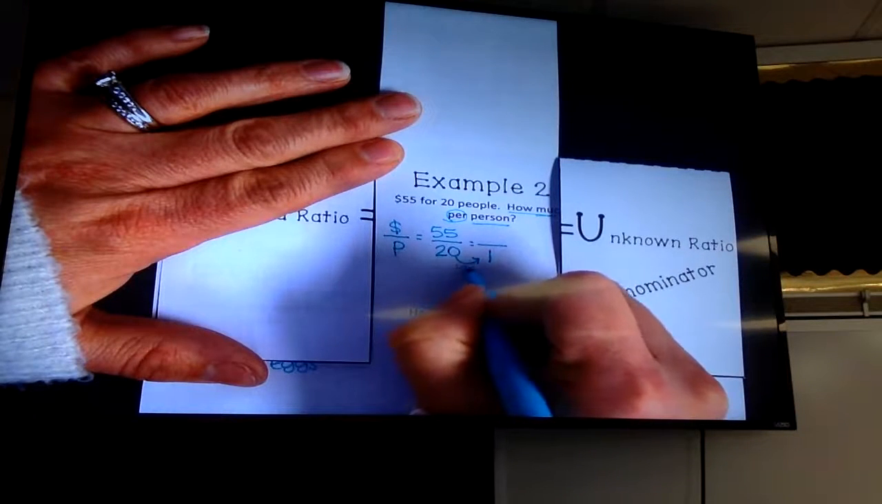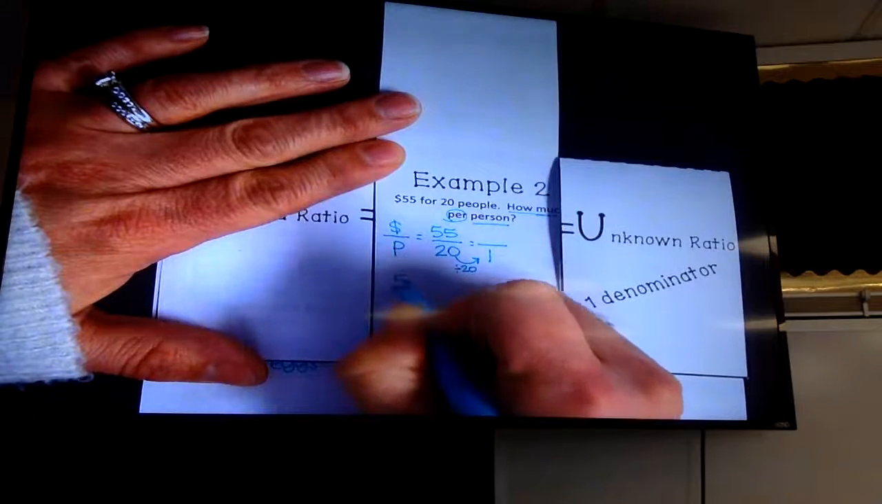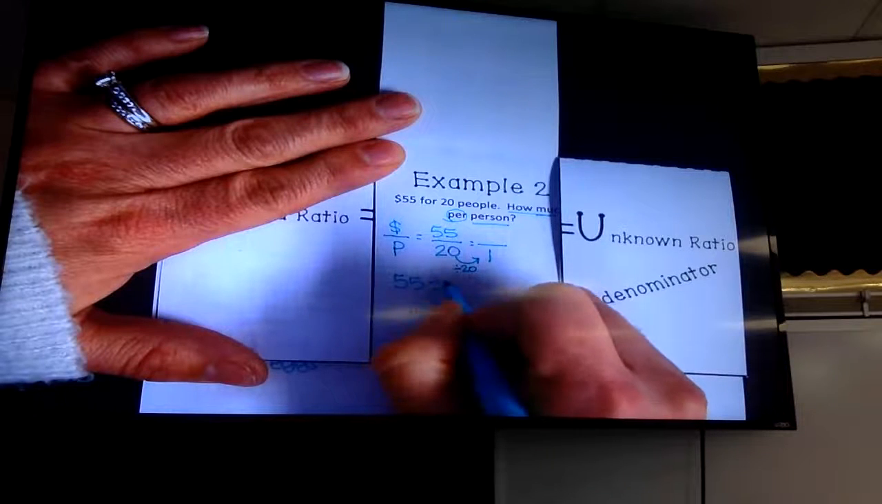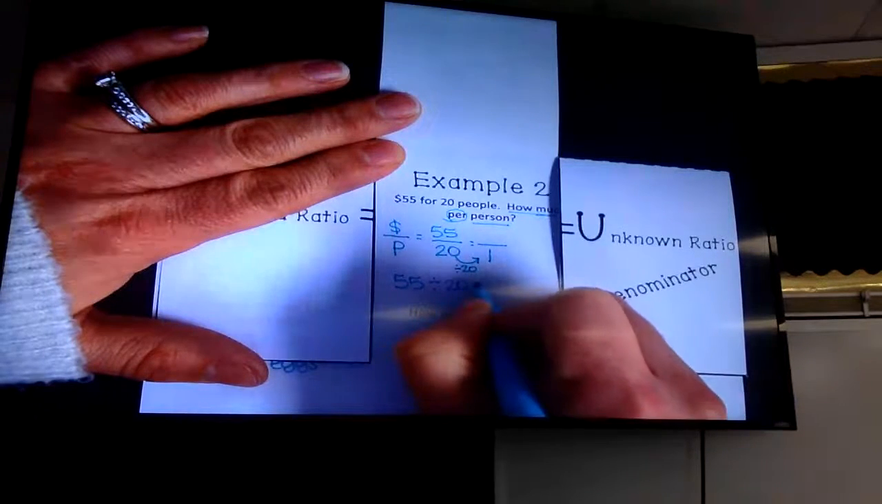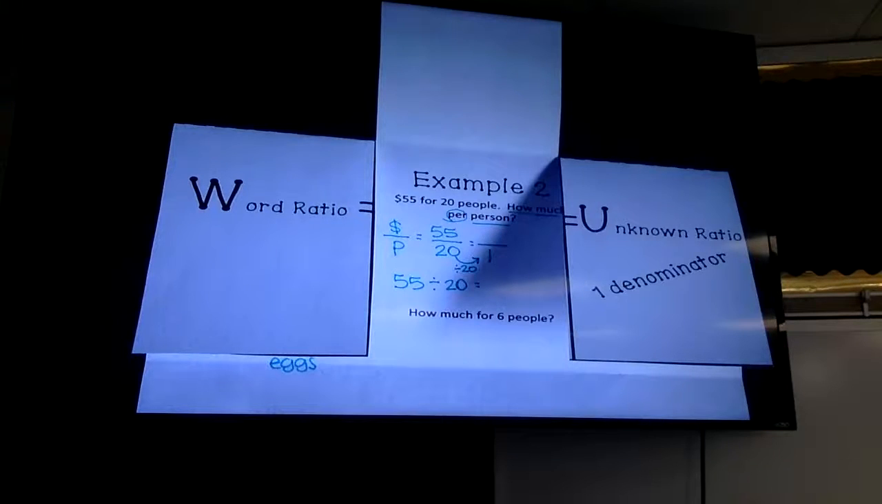This is almost the same as last time. I'm going to divide by 20. So I'm going to do the same thing up here. That means to solve my unit rate, I'm going to do 55 divided by 20. Now, if I get a decimal answer here, I'm going to round to the hundredths position because we're talking about money. And money, we always round to the hundredths position if needed.